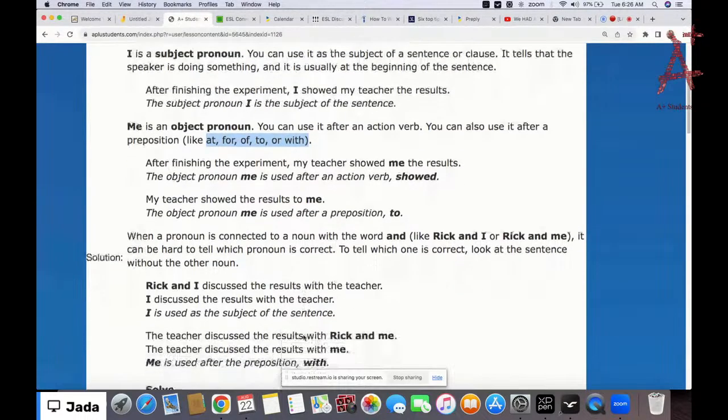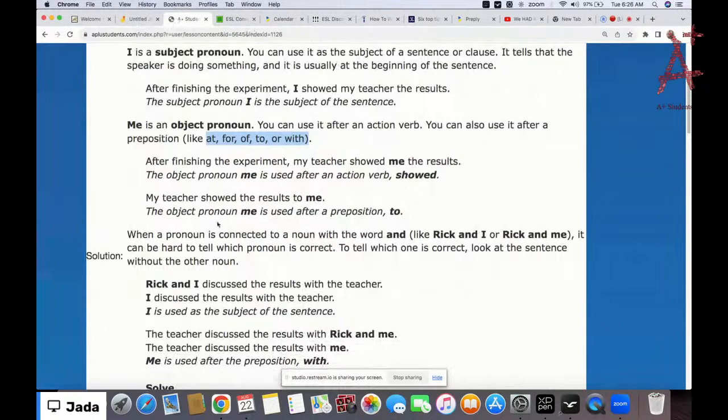So that's it. We have examples here. After the experiment, my teacher showed me the results. It's the same thing, and it has the action verb showed and object pronoun me. So when a pronoun is connected to a noun with the word and, like Rick and I or Rick and me, it can be hard to tell which pronoun is correct.